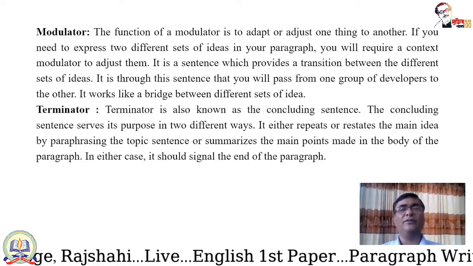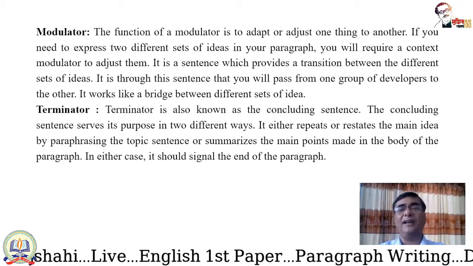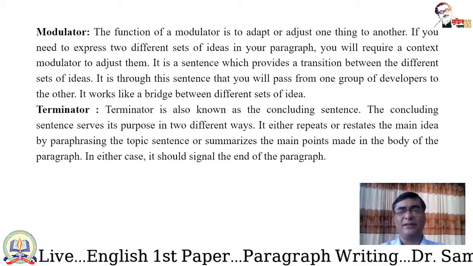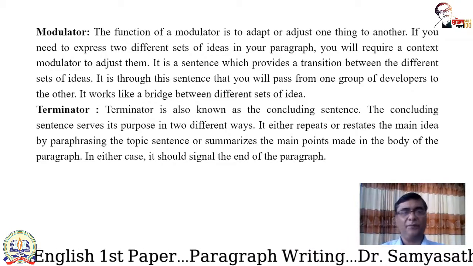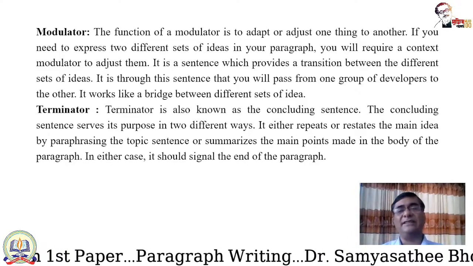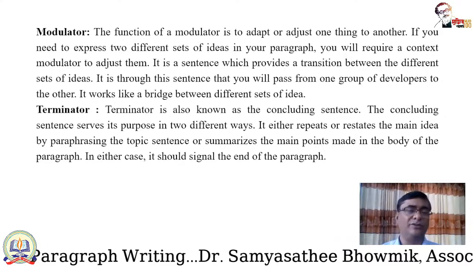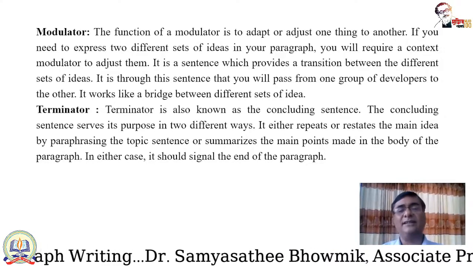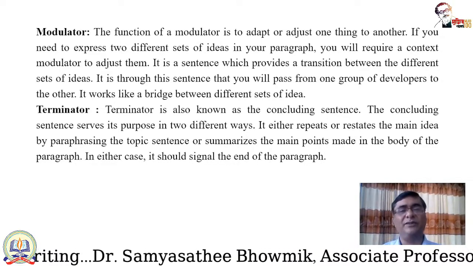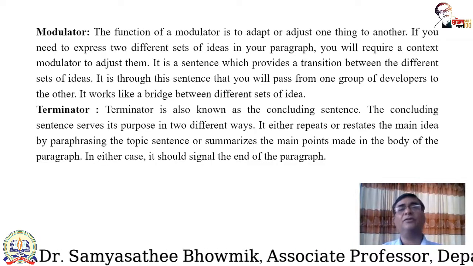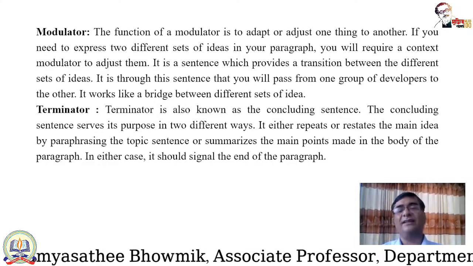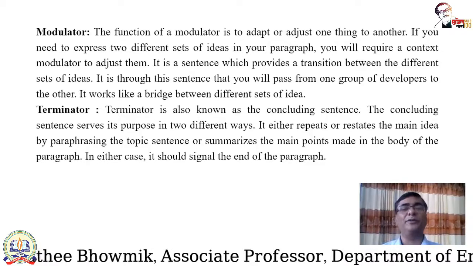So the function of a modulator is to adapt or adjust one thing to another. It's a kind of linking. If you need to express two different sets of ideas in your paragraph, you will require a context modulator to adjust them. It's a sentence which provides a transition between different sets of ideas. It is through this sentence that you will pass from one group of developers to the other.